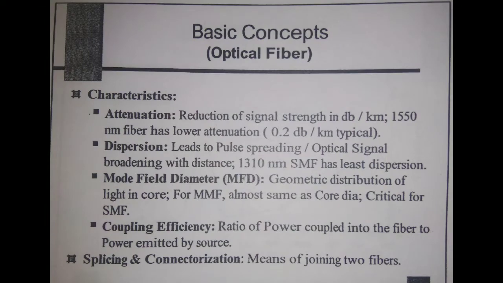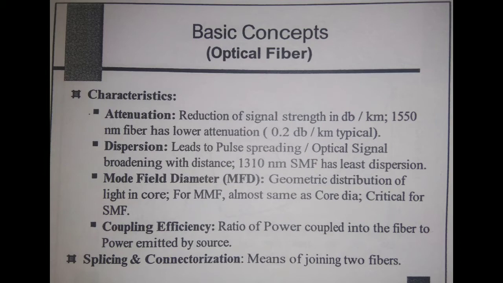Now let's discuss some characteristics of optical fiber. If we talk about attenuation, which means reduction of signal strength, meaning after every kilometer how much strength goes down, 1550 nanometer fibers always have lower attenuation, which is 0.2 dB per kilometer.